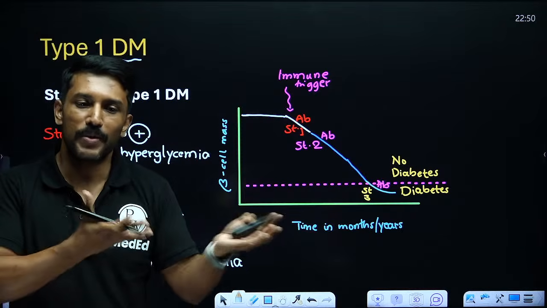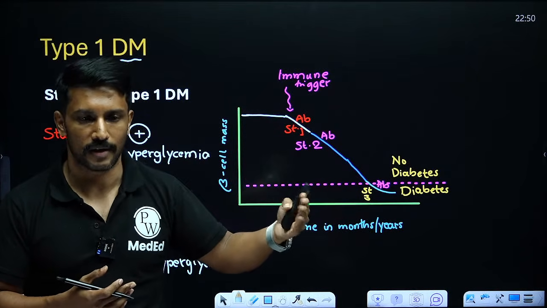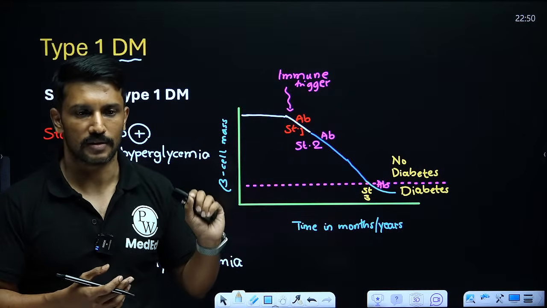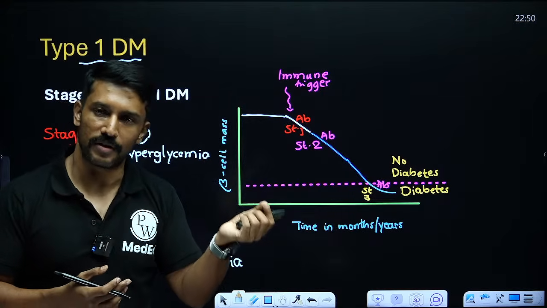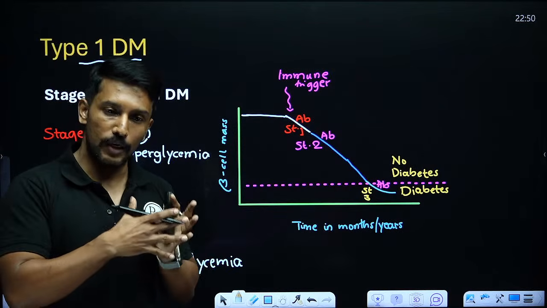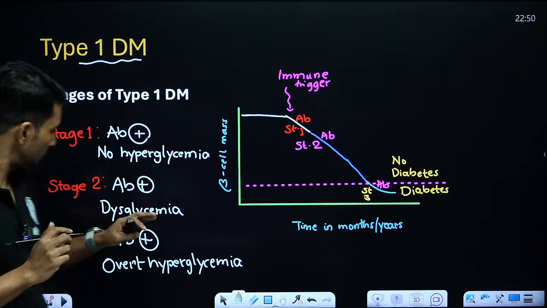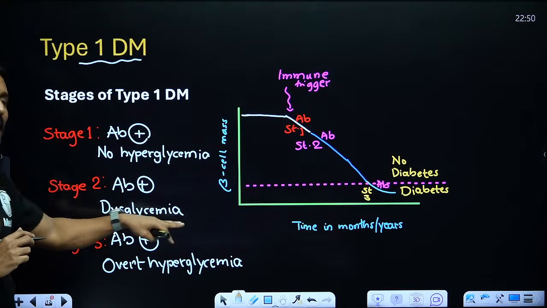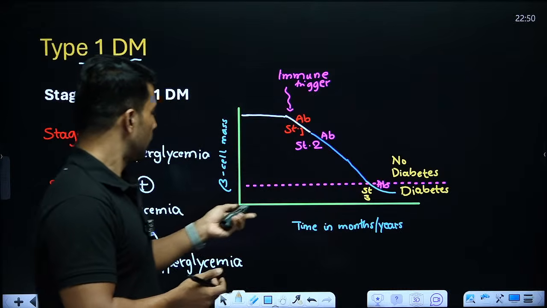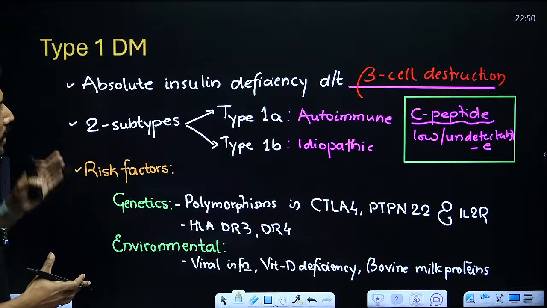Overt means obvious hyperglycemia. Obvious hyperglycemia we have already defined: fasting more than or equal to 126 milligrams per deciliter, postprandial more than or equal to 200 milligrams per deciliter, or HbA1c more than or equal to 6.5. Values less than this but still not normal, which we classically call pre-diabetes, will fit into this dysglycemia. That is stage 2. Clear? Okay.